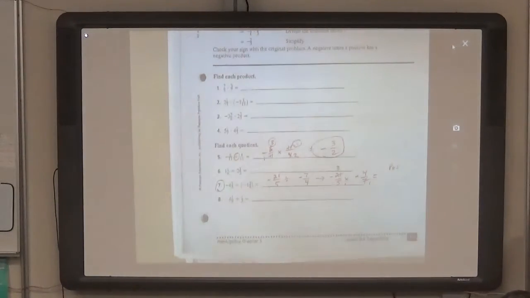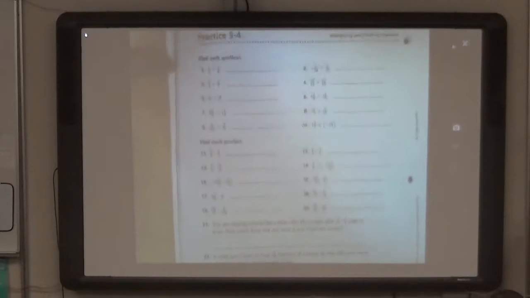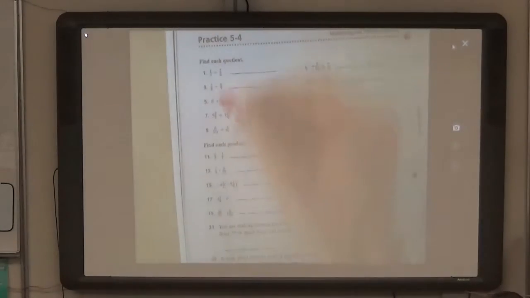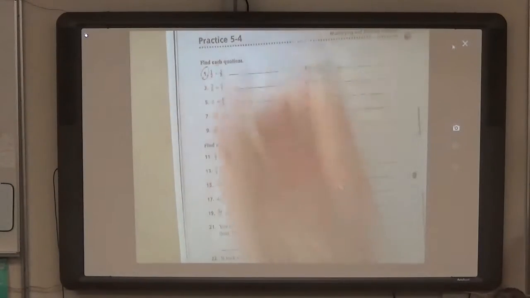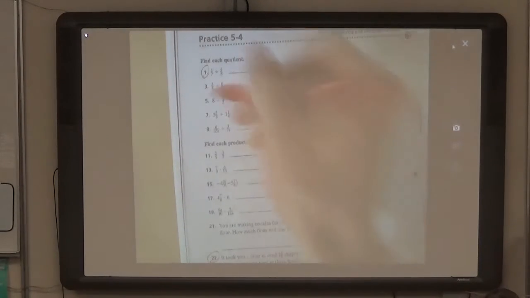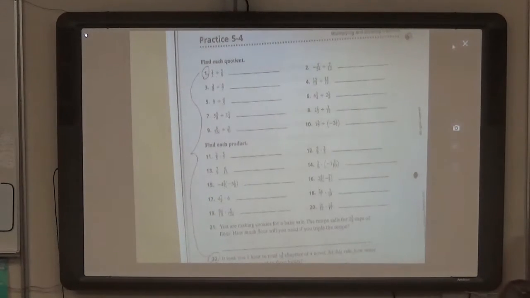All right, your assignment is on the practice side. Just do this first column, 1 through 10 even. 1 through 22. Just this side? Yep, just this side.